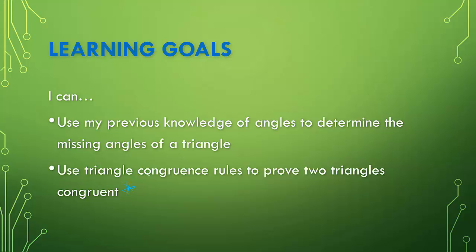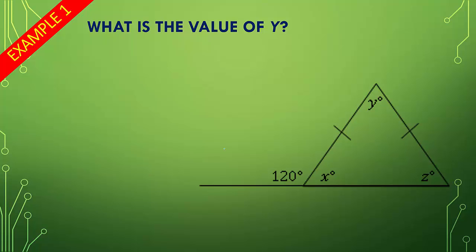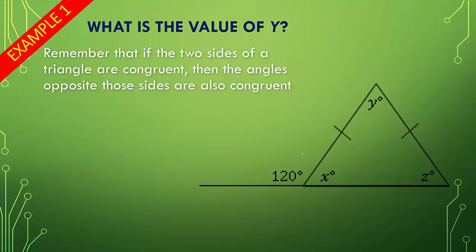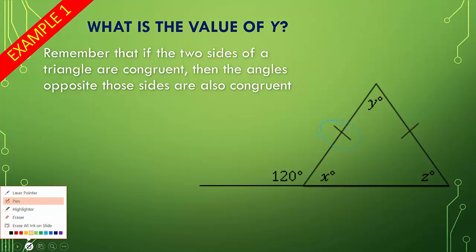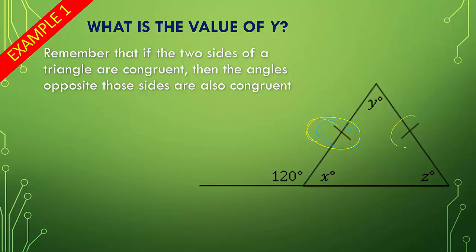And so therefore this video might be a little bit longer, but I'll get through it as quick as I can. All right, so here we need to find the value of y. So first things first, remember that if two sides of a triangle are congruent, then the angles opposite those sides are also congruent. So we're told here that these two sides are congruent. That's what those marks mean, don't forget, which means that angle x and angle z are also congruent.